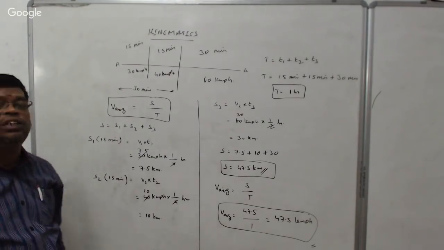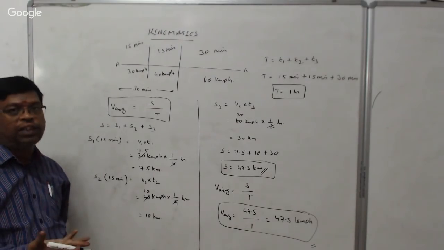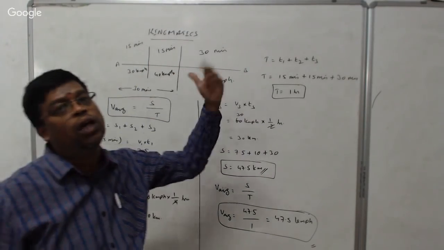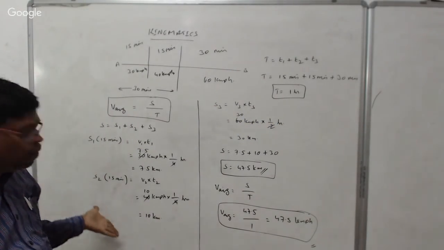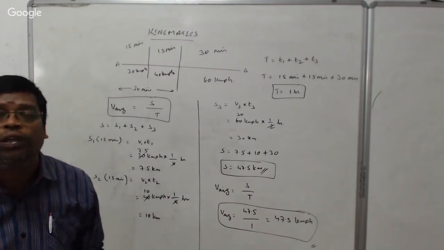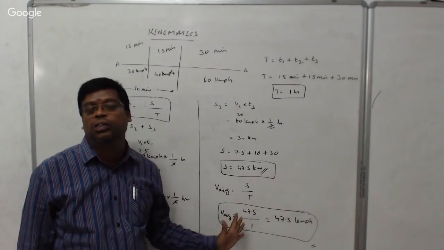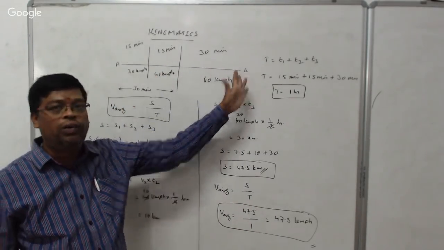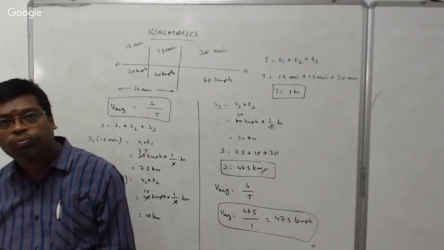As we are not aware of the distance, because only speeds and times are mentioned, based on speeds and time we have calculated the distance traveled in the first 15 minutes, the distance traveled in the second 15 minutes, and the distance traveled in the last half an hour, that is 30 minutes. So we got S1, S2 and S3, substituted, and we got the total distance as 47.5 kilometers. Then average speed is total distance by total time, that is 47.5 kilometers in the duration of 1 hour. Obviously, average speed will be 47.5 kilometers per hour. Understood?